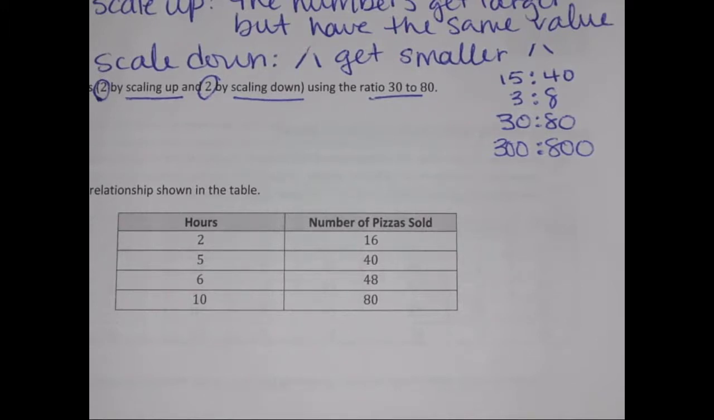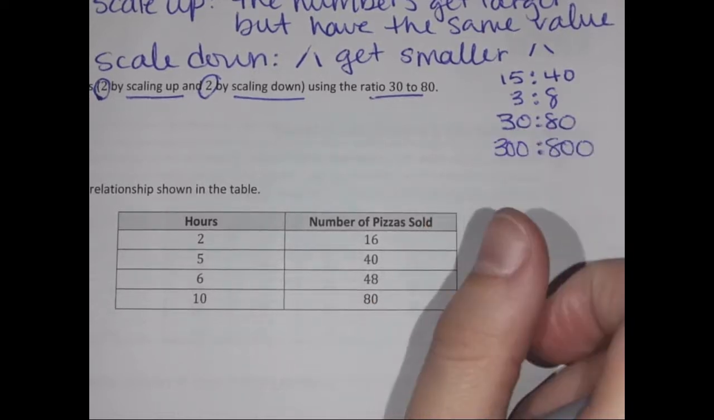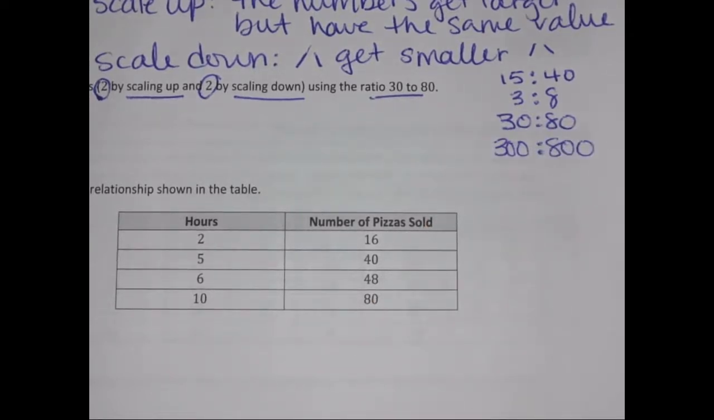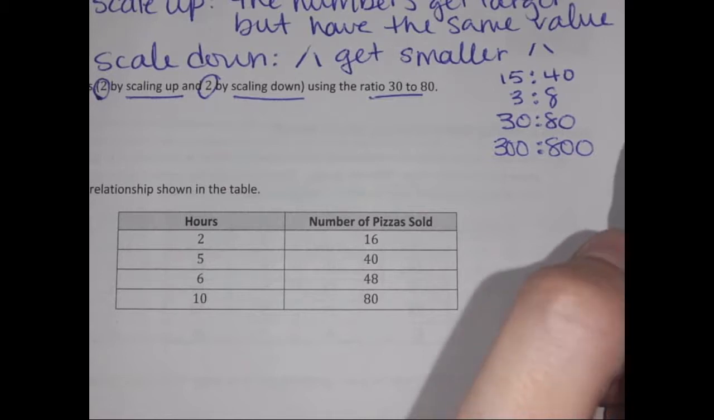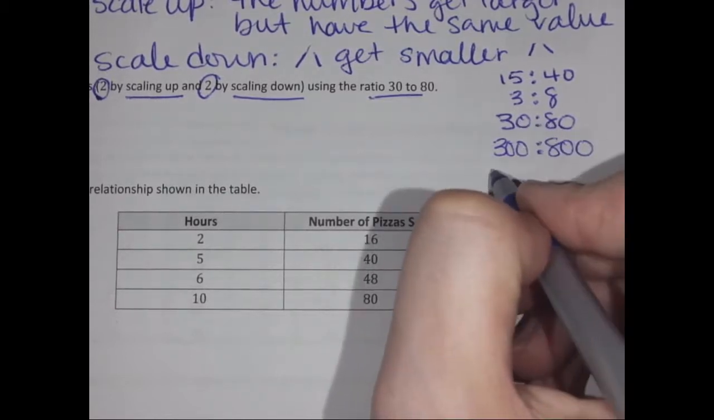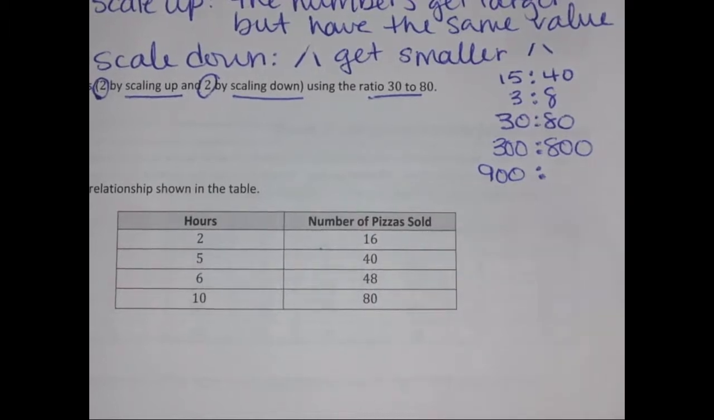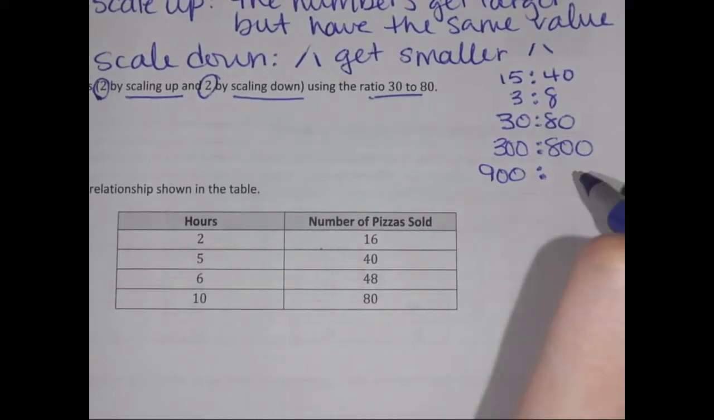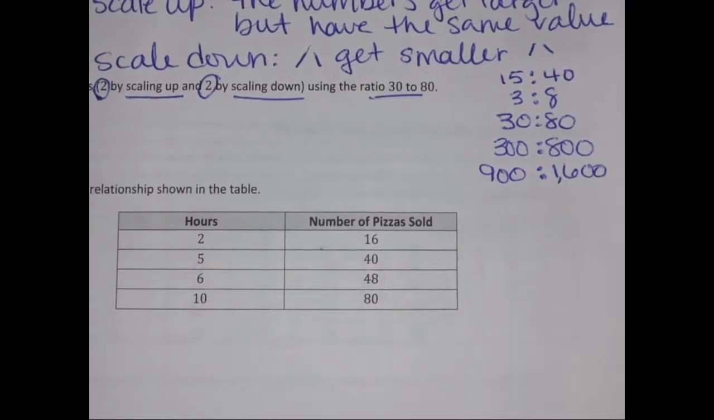Rihanna. How else could I make these 2 numbers bigger? Jordan? Sure. What's 30 times 30? 900. What's 80 times 80? 600. Tara? Yes, Tara. You could basically multiply it by any number.